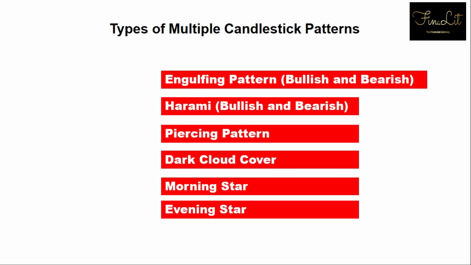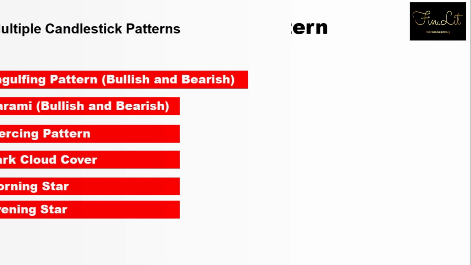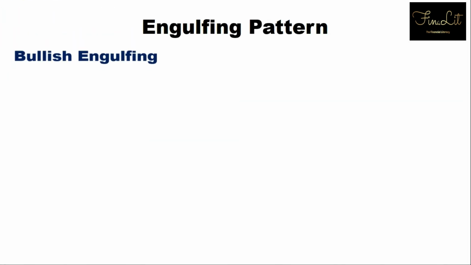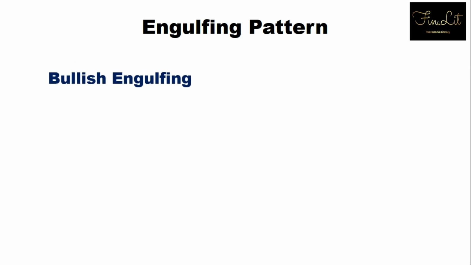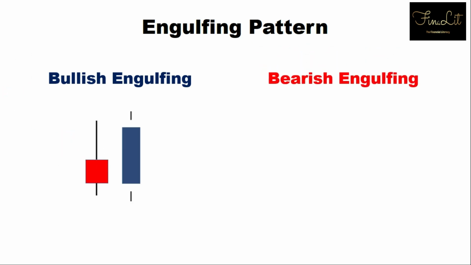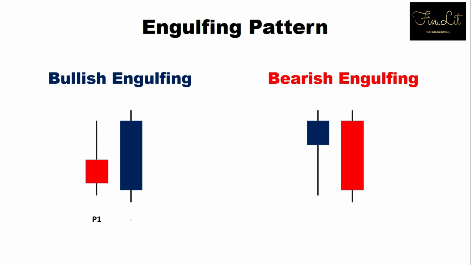Engulfing pattern. Multiple candlestick patterns evolve over 2 or more trading days. The bullish engulfing pattern evolves over 2 trading days. It appears at the bottom end of a downtrend. Day 1 is called P1 and day 2 is called P2. In a bullish engulfing pattern, P1 is a red candle and P2 is a blue candle. P2's blue candle completely engulfs P1's red candle.